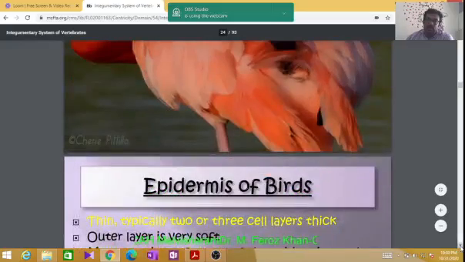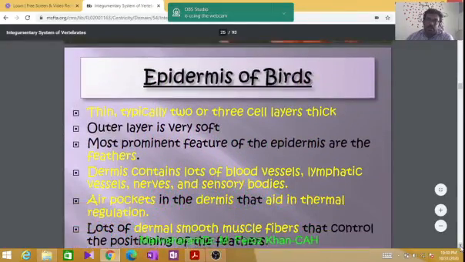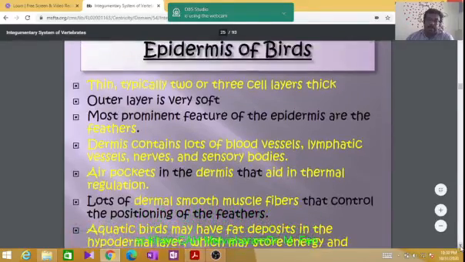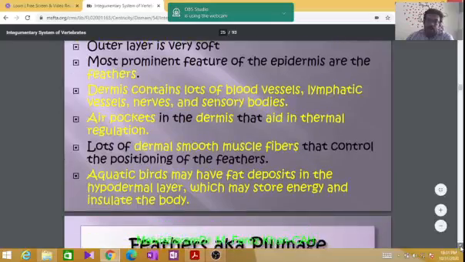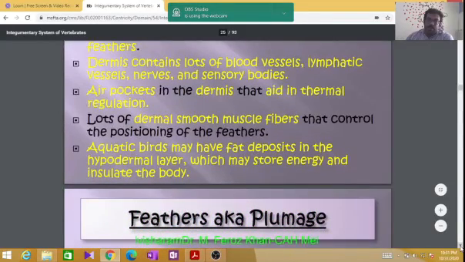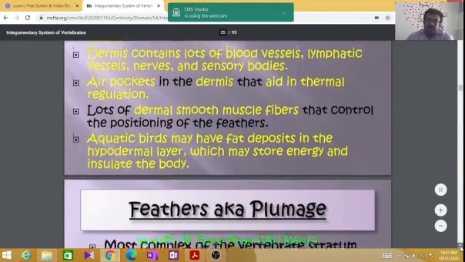See here, the epidermis of birds. In birds, the epidermis is thin, typically 2 or 3 cell layers thick. The outer layer is very soft and feathers are present. The dermis contains a lot of blood vessels, lymphatic vessels, nerves and sensory bodies. Air pockets in the dermis are seen for thermal regulation. Dermal smooth muscle fibers help in the positioning of the feathers. In aquatic birds, fat is deposited in the hypodermal layer for storing energy and insulating the body.